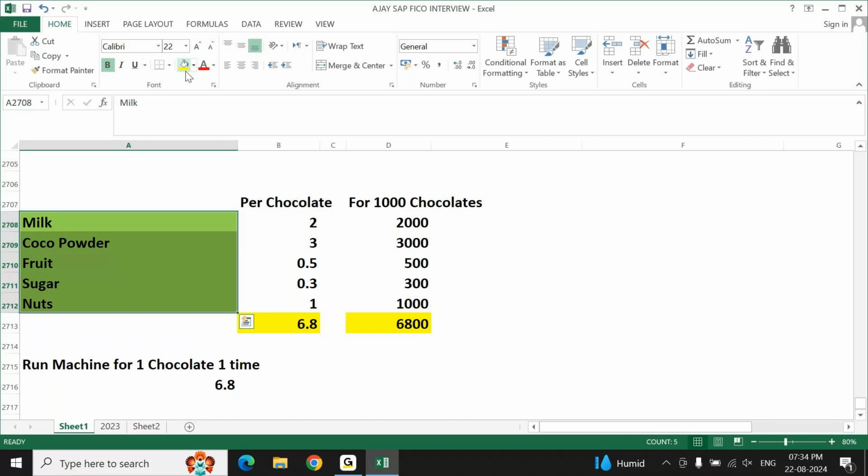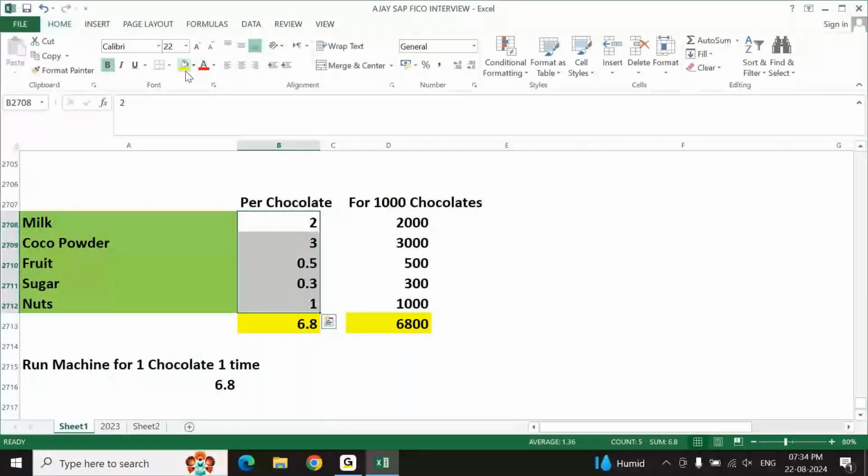For example, to run the machinery, you need electricity, right? Let's say I need to heat the chocolate or I need to mix it, whatever the process is. Let us not go into detail about how a chocolate is prepared. Let's assume that you need to convert this raw material into a finished product. For that, you need all this raw material at a specified quantity, and that quantity costs you this much. In short, one chocolate is going to cost you 6.8. Agree?